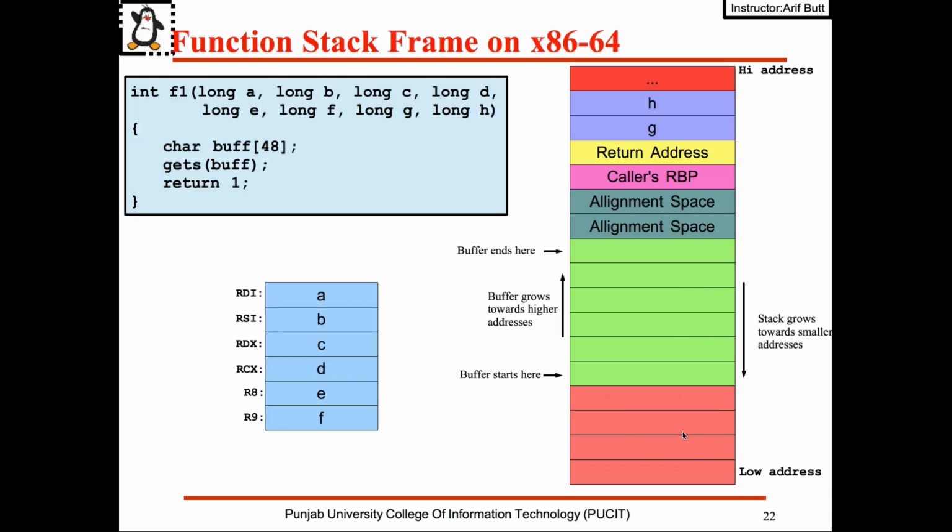Well, this red zone at the bottom of the stack can be used for a leave function, in which case there is no need for adjusting the RSP and RBP. And this is done only if the program is compiled for optimization. Let's move ahead.